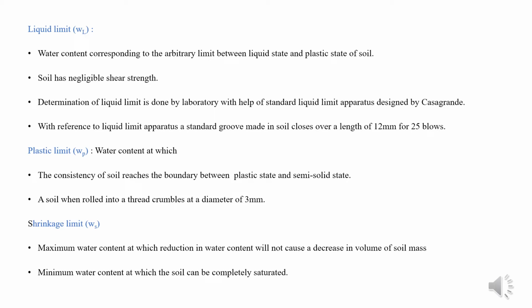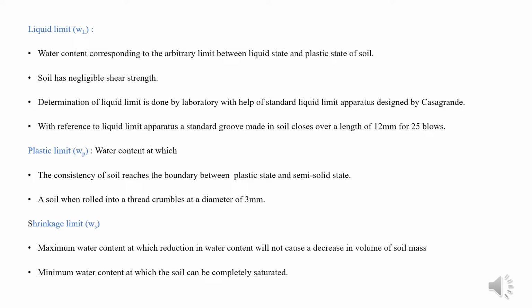Now, what is our plastic limit? It's the water content at which the consistency of the soil reaches the boundary between the plastic state and the semi-solid state. If we take a soil and roll it into a thread of diameter 3 millimeter, the plastic limit is that water content at which the soil thread will crumble. Again, we will talk about this plastic limit test later, and things will be clearer then.